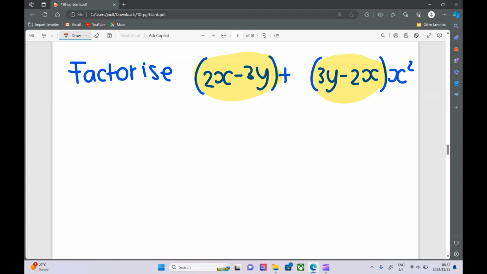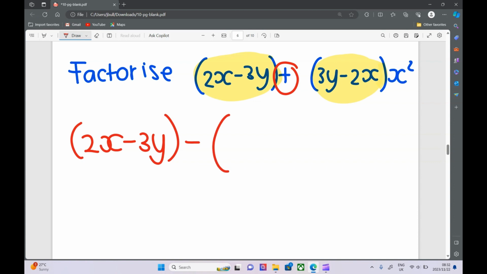So we'll keep the first bracket the same. And then for the second bracket, if we want it to be the same as the first bracket, all we have to do is change the sign in the middle. So if you make that into a minus, you can rewrite that bracket as 2x minus 3y. So if you want to change the order, you just have to change the sign. That's a trick they don't teach you very often, but you do use it quite a lot.